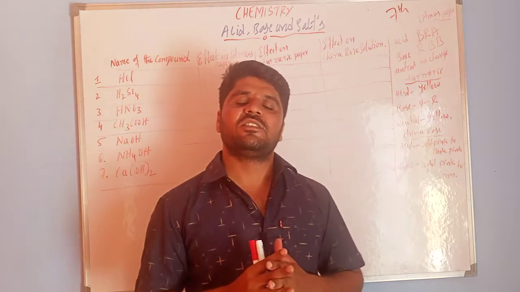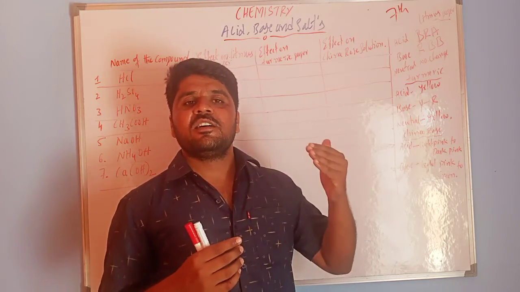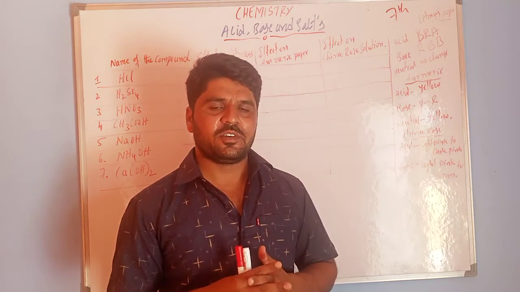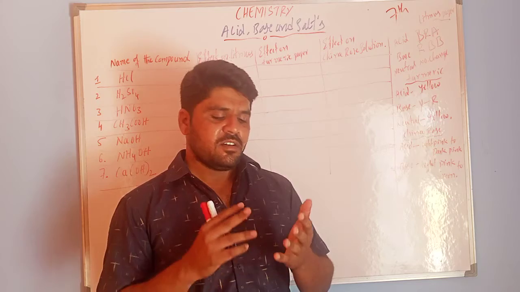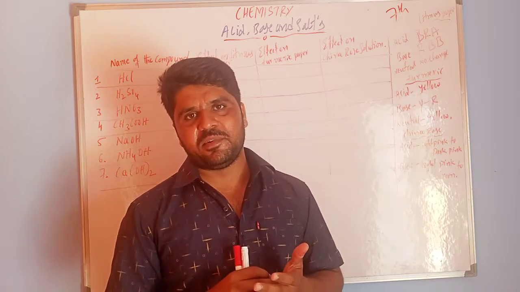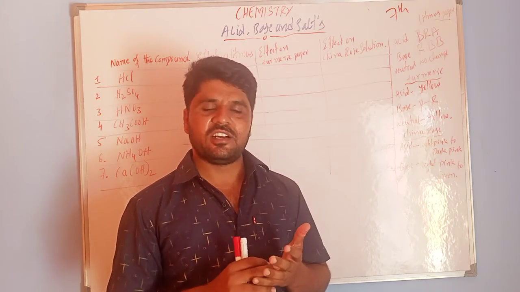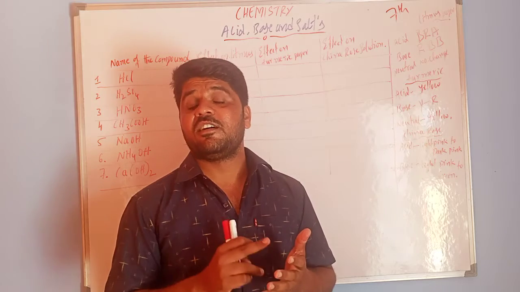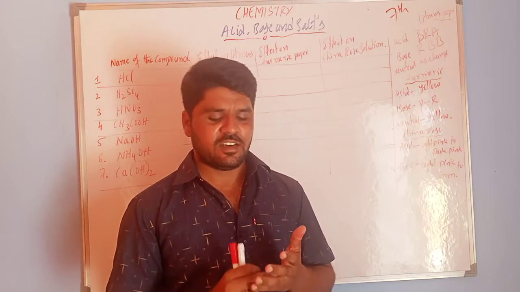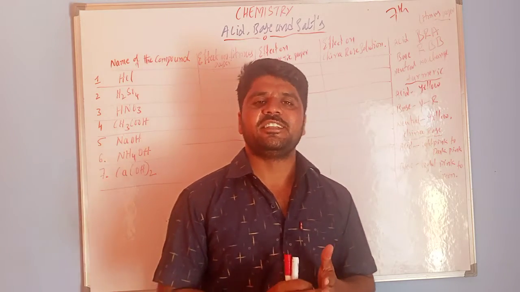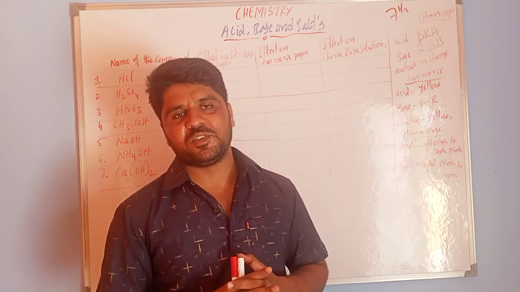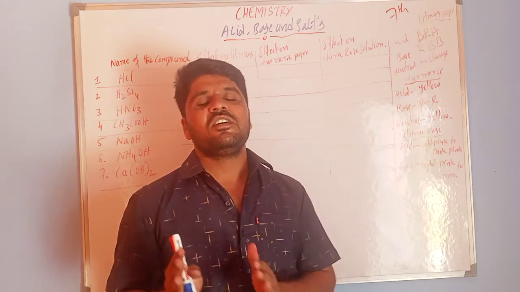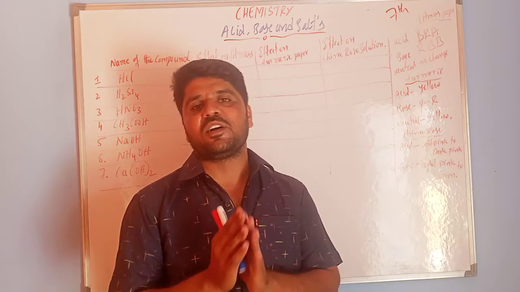In indicators, we have studied natural indicators. In natural indicators, the first one is litmus paper or litmus. After that, we studied turmeric. After turmeric, we have already studied the China rose petals. All these I completed in the last videos.